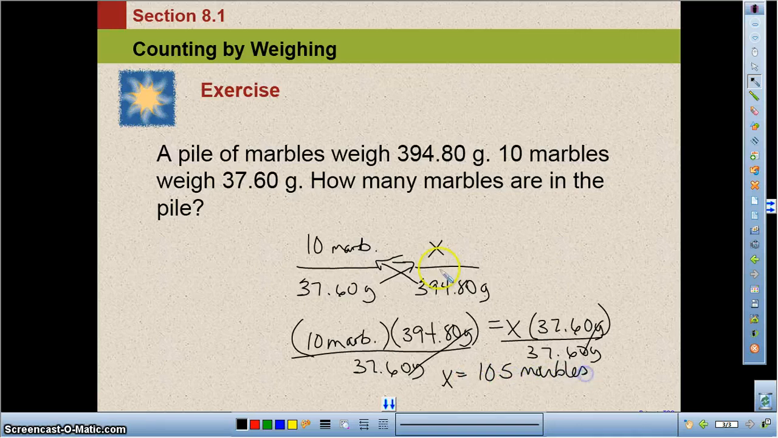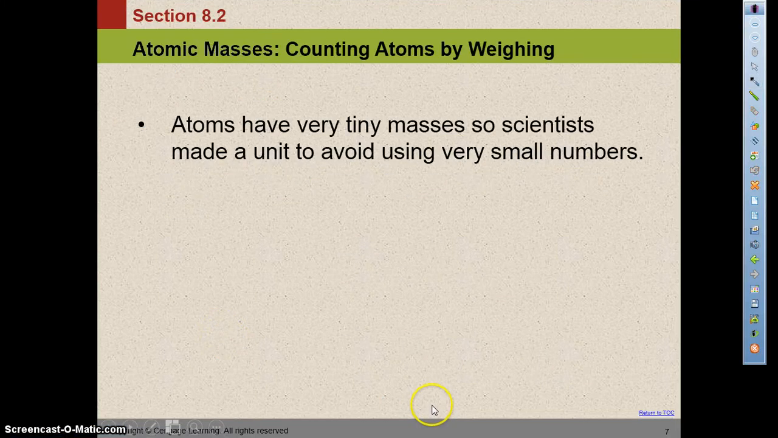And we know that because of the information given for 10 marbles, we can do the ratio to find how many marbles are in almost 400 grams instead. So that's one way to use ratios and proportions to solve a problem like we're going to be solving in this chapter. So that's great when we talk about marbles and jelly beans, but how does this make any difference when it comes to atoms in chemistry class?